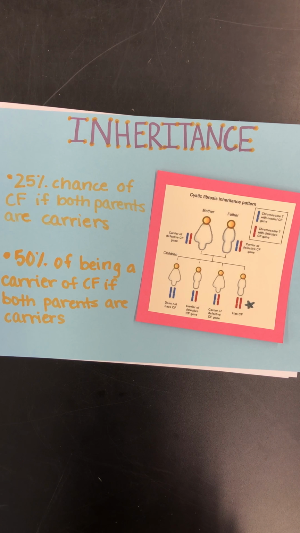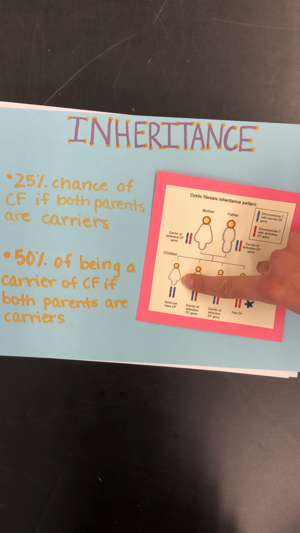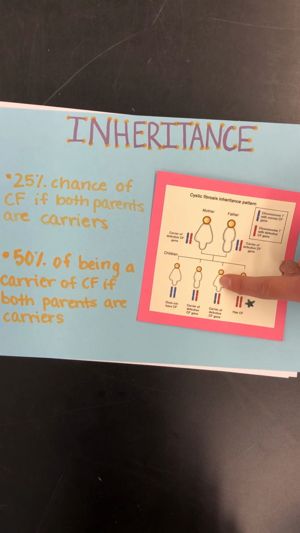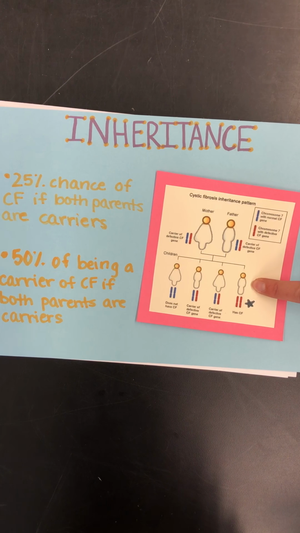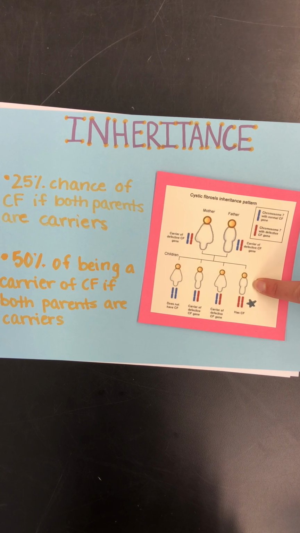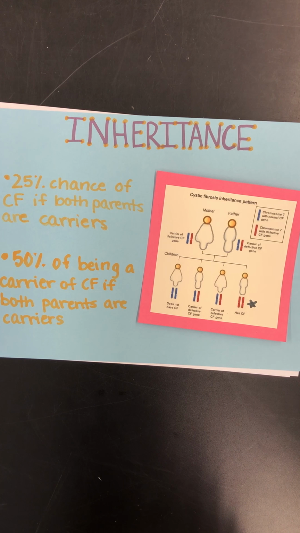Hence, the leftmost child received 2 blue, normal genes, the middle children received 1 normal and 1 affected gene, and the rightmost child received 2 affected genes. Therefore, the right child is the only one with cystic fibrosis, as indicated with a star.